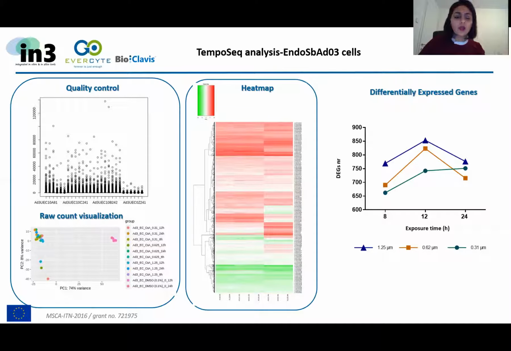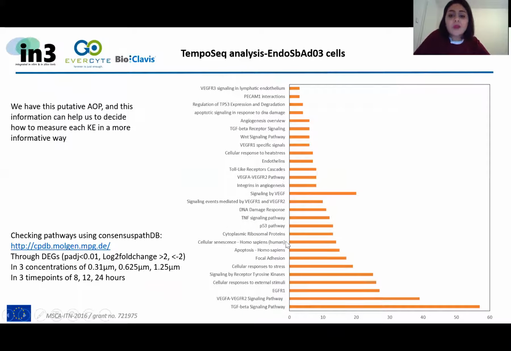And so we did lots of analysis, but I don't want to talk a lot about it, so as not to waste your time. But then we did the pathway analysis for all these concentrations, all these time points, and as we can see here, we came across some really nice pathways. So we could see the VEGF pathway, angiogenesis pathway, mitochondrial activation, mitochondrial dysfunction, ROS activation, toll-like receptor, and with this information, we thought, okay, we have this putative AOP, and this information also can help us to decide how to measure each key event in a more informative way.